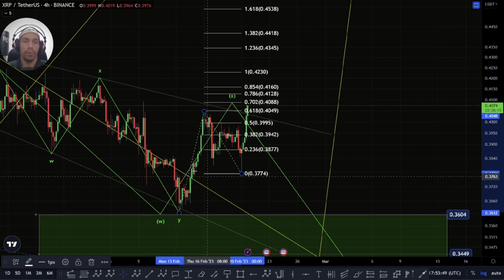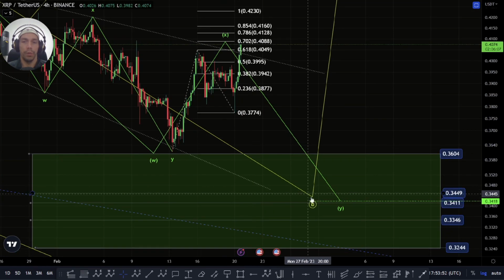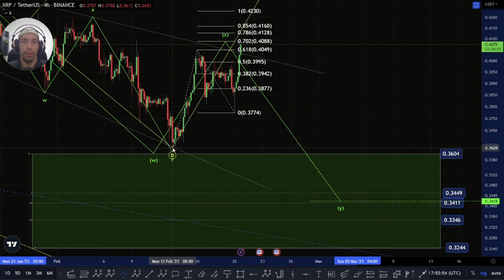We're going to go through some sub-wave counting, talking about the possibility we could actually be looking to move up in a bigger structure from this point.